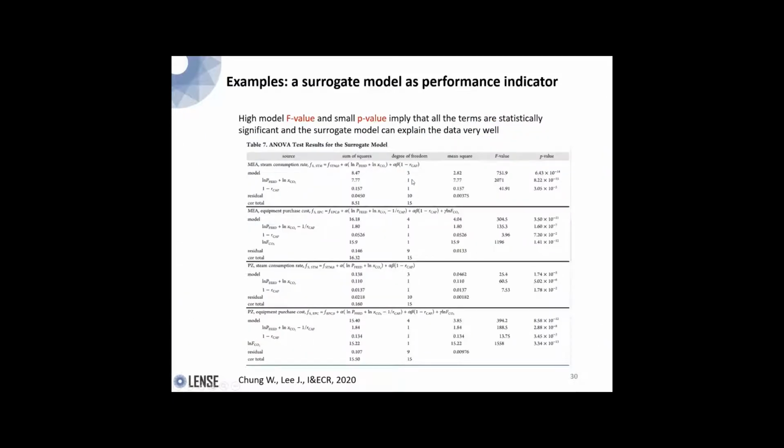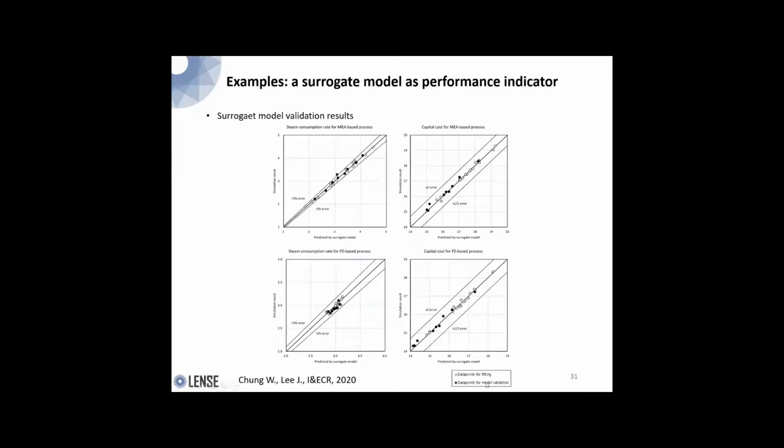And really, the results were quite good. As you can see, what's shown here, data for fitting, the open dots, and black circles are the ones that are for validation. And you can see they are pretty much on the straight line, right? So very little error, less than 5% in terms of steam consumption rate as well as the capital cost. So the whole thing was done pretty well in terms of data generation, in terms of choosing model structure and parameter estimation.